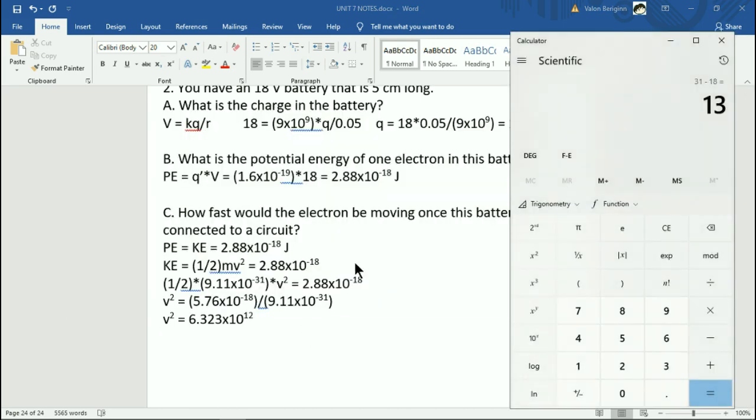Then we have to take the square root. 5.76 divided by 9.11, times 10 to the 13, and then you take the square root of that. So my answer is 2.5145.